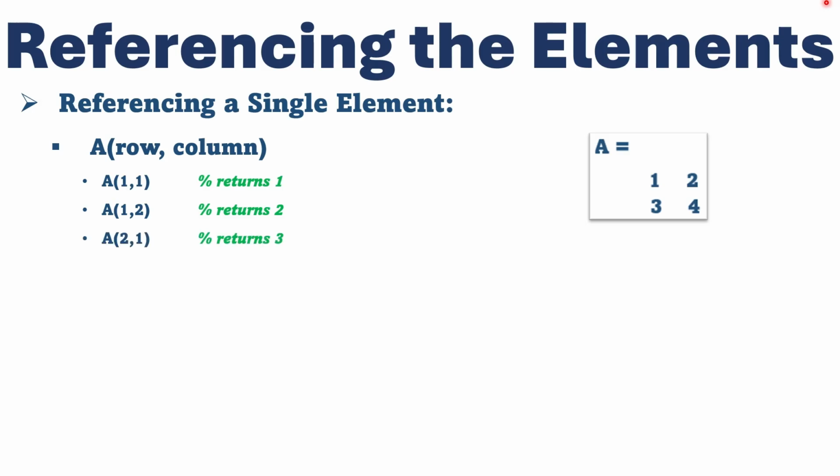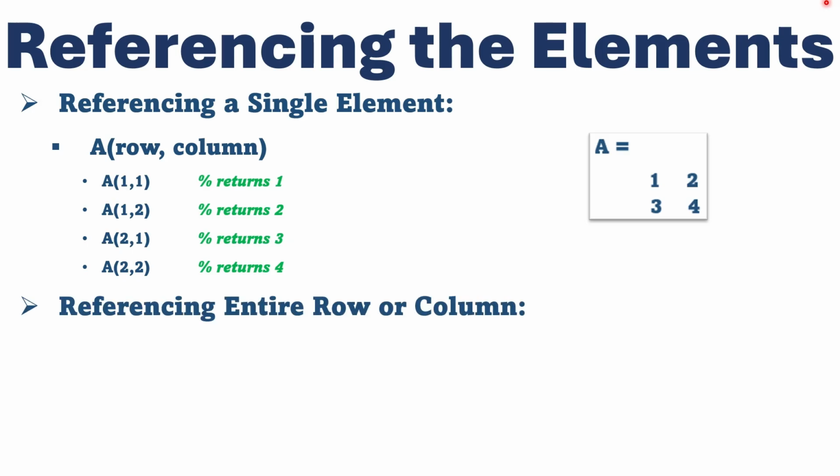Third is 2 comma 1, that means the second row and the first column. Then we get the return as 3. And the last element which we want to access with the help of the row and column numbers is 2, 2, meaning the second row and the second column, and it returns the value 4.